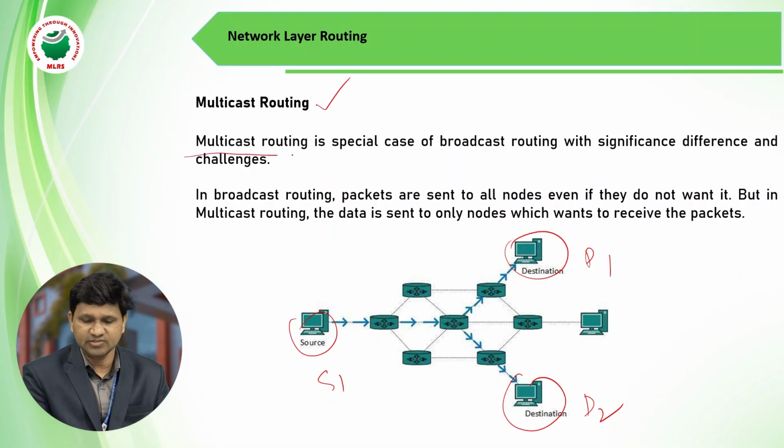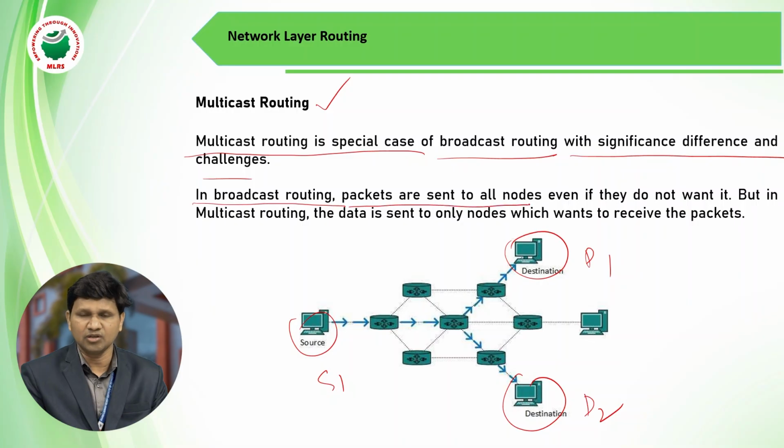So multicast routing is a special case of broadcast routing with significant differences and challenges. In broadcast routing, packets are sent to all nodes even if they do not want them. Suppose sending packets from source to destination is the ultimate goal. In between we have a number of devices, and the data is maintained there whether the device wants it or not.